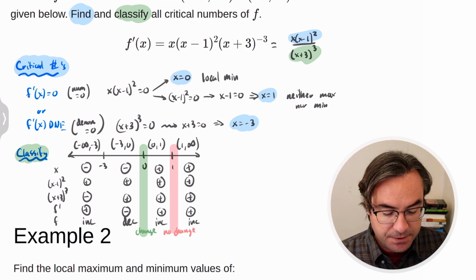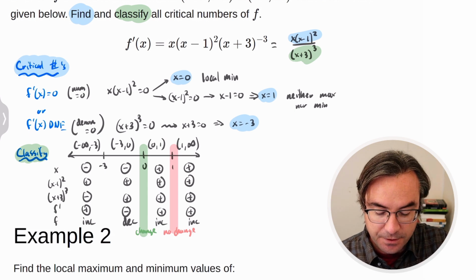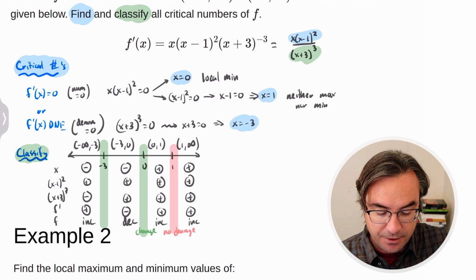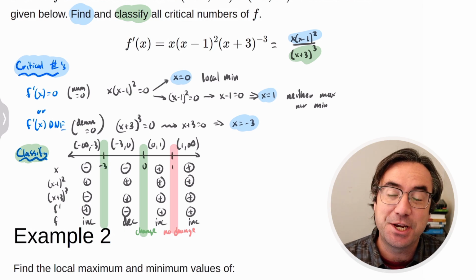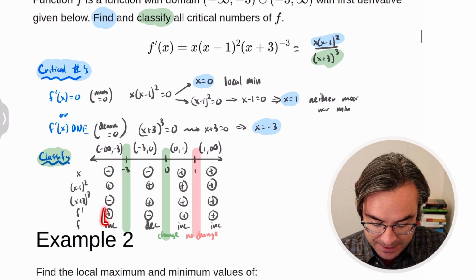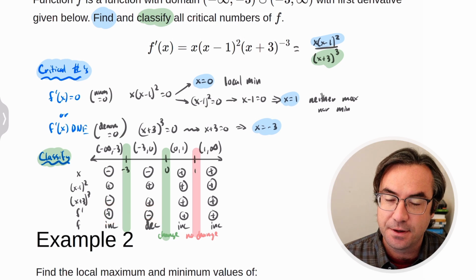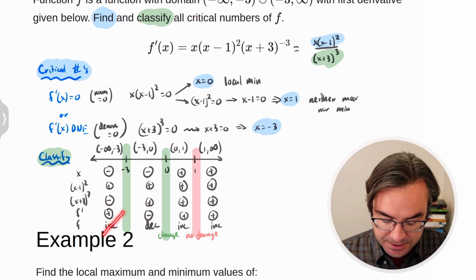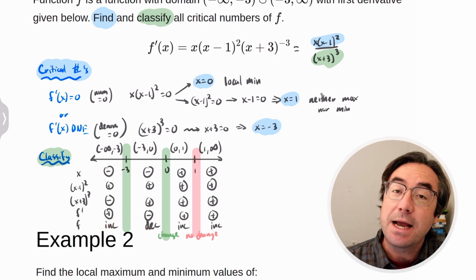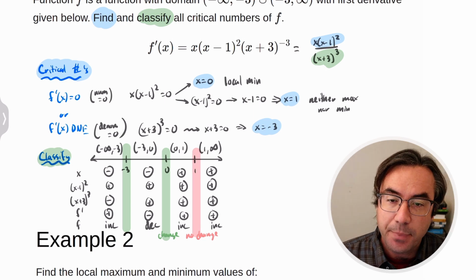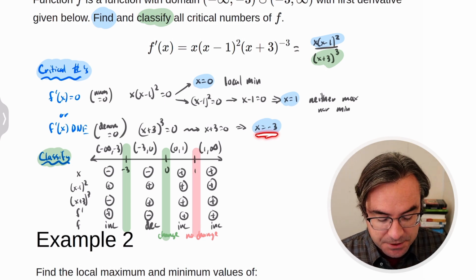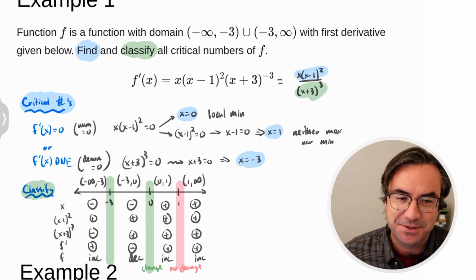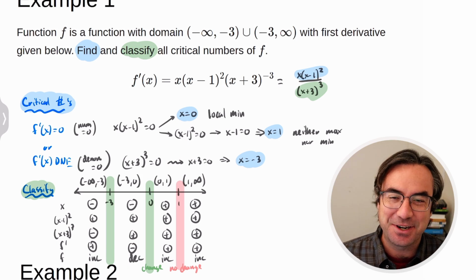Now, what about x equals negative 3? So if we look at our sign chart, we do have a change in sign. So we go from positive to negative. So that would normally mean increase and then decrease. It would mean a maximum. But x equals negative 3 is not actually a critical number. So it's kind of tricky there.